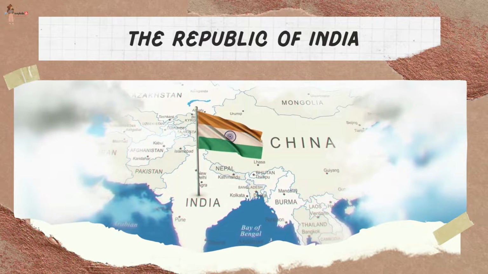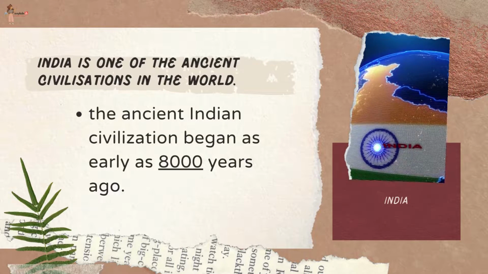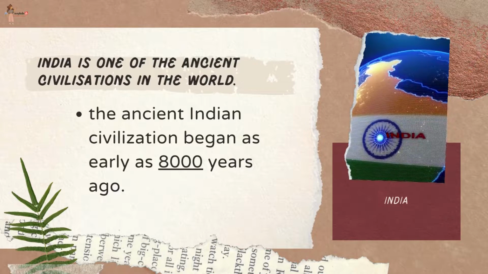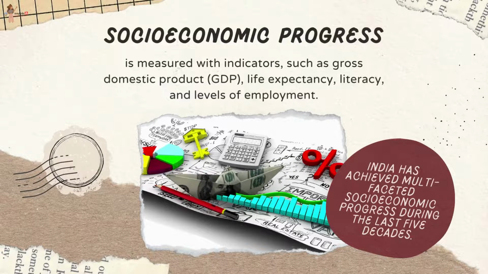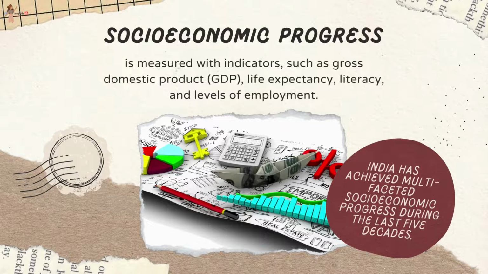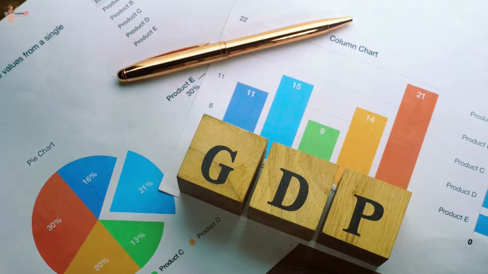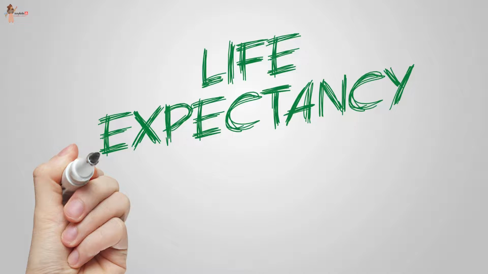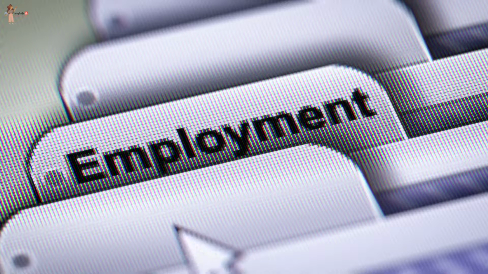India, officially the Republic of India, is a country in South Asia. The ancient Indian civilization began as early as 8,000 years ago. It has achieved multifaceted socio-economic progress during the last 5 decades. Socio-economic progress is the process of social and economic development in a society. It is measured with indicators such as gross domestic product or GDP, life expectancy, literacy, and levels of employment.